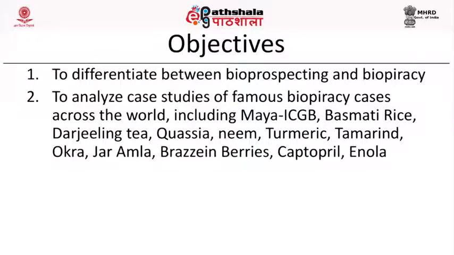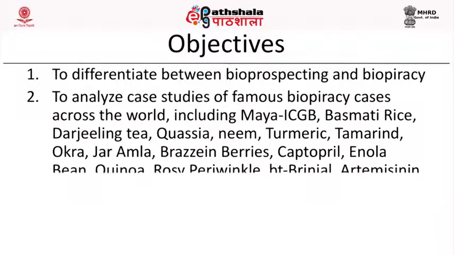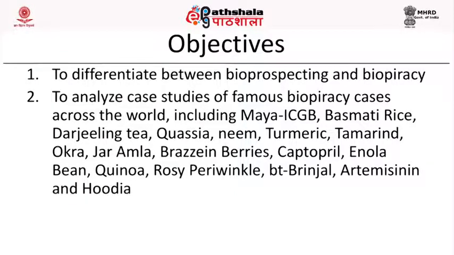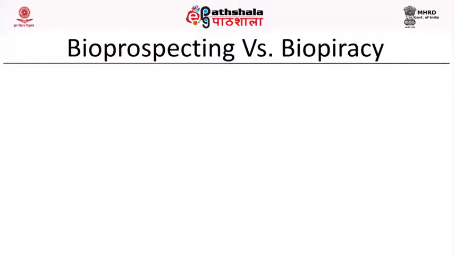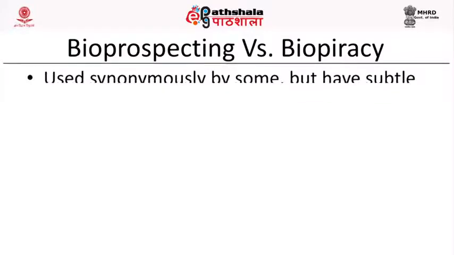So let's start today's module by explaining some of the objectives. First of all, we have to differentiate between these two terms, bioprospecting as well as biopiracy. Subsequently, we'll go through some of the famous case studies. The case studies include the Maya ICGB controversy, basmati rice controversy, Darjeeling tea, cassia, neem, turmeric, tamarind, okra, jaramla, brazil berries, captopril, enola beans, quinoa, rosy periwinkle, BT brinjal, artemisinin, as well as hoodia. Finally, we will learn about the current slowdown on biopiracy as well as bioprospecting.